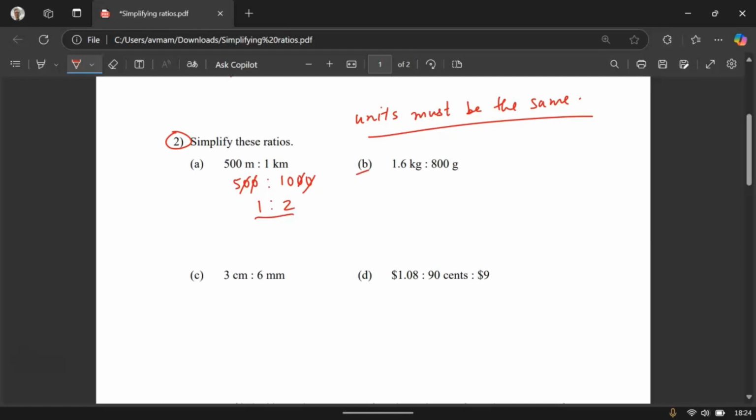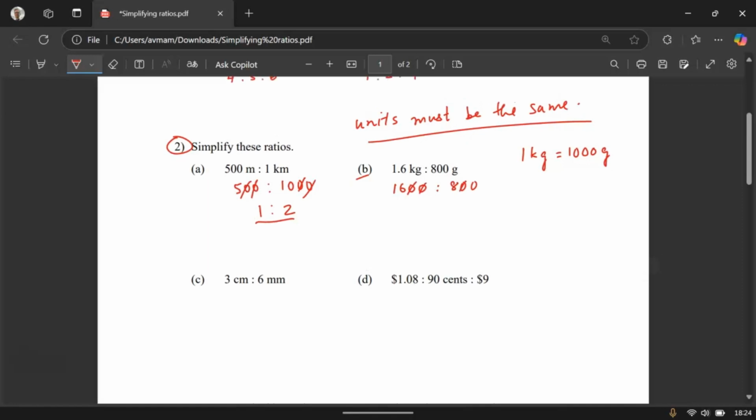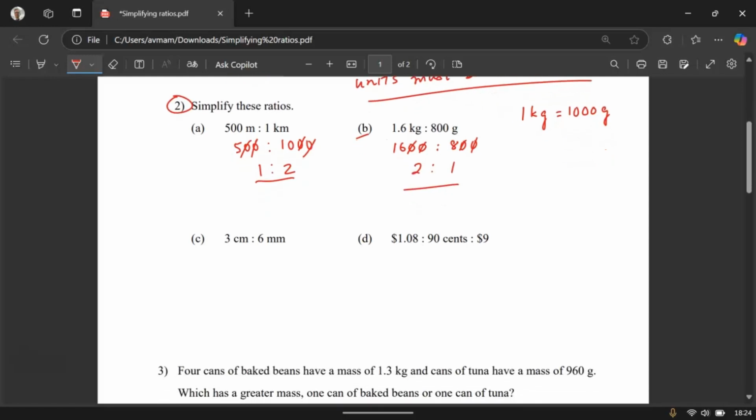Let us change in part B 1.6 kilograms to grams. Since 1 kilogram is 1000 grams, 1.6 is going to be 1600 to 800. Same way we can cancel the zeros and divide by 8. That will give you 2 to 1. Let us go to part C. 1 centimeter is equal to 10 millimeters. So 3 centimeters will be 30, and then this is 6. Divide by 6. This gives you 5, this gives you 1.